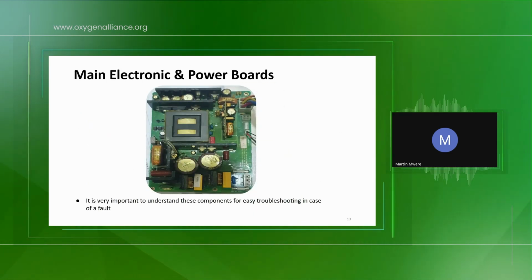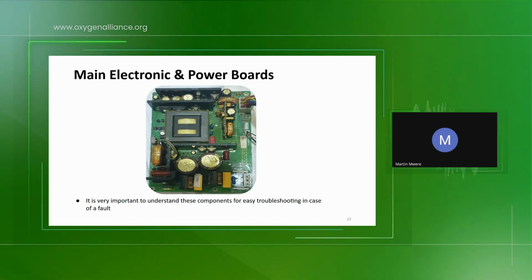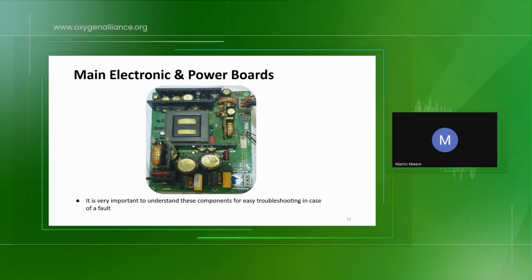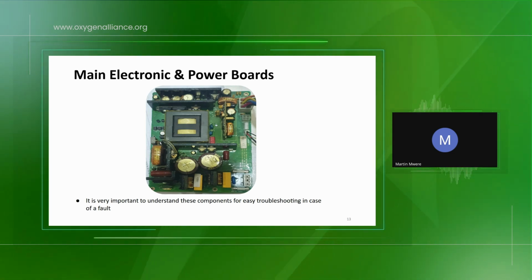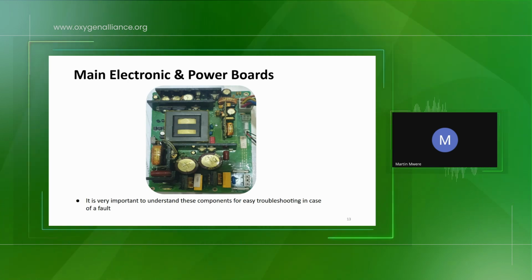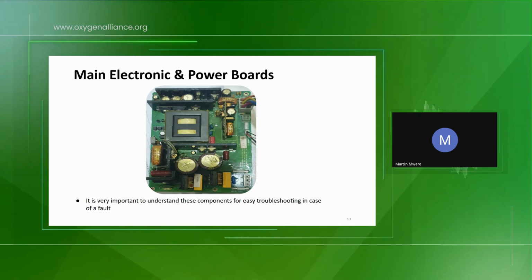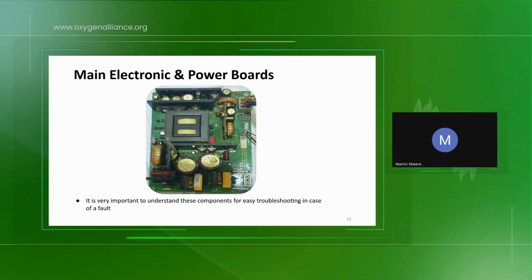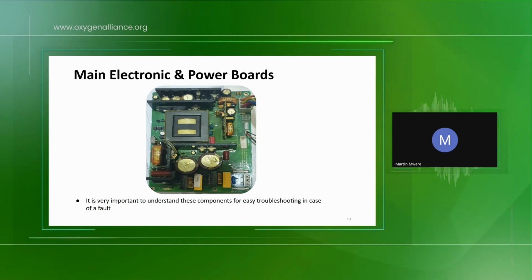It's just a short explanation here. This is the main power board, and within the operating theater table, it will rarely go faulty, because remember, it is supplying 240 volts and supplying another main board with different voltages. So it is very important to understand these components for easy troubleshooting in the case of any fault.